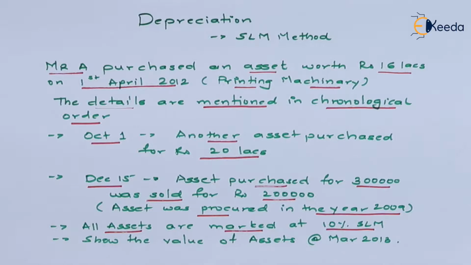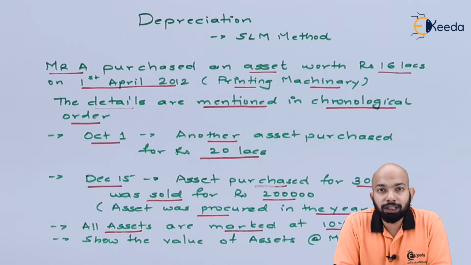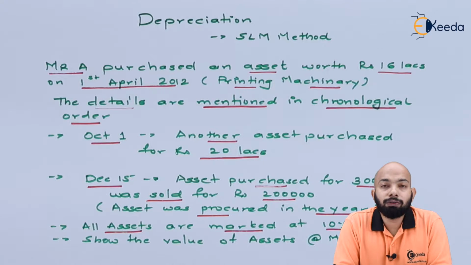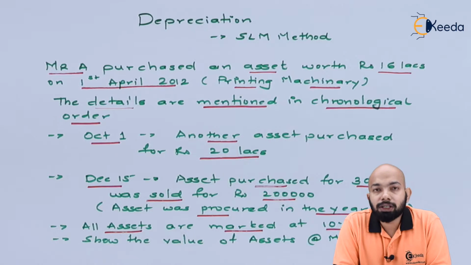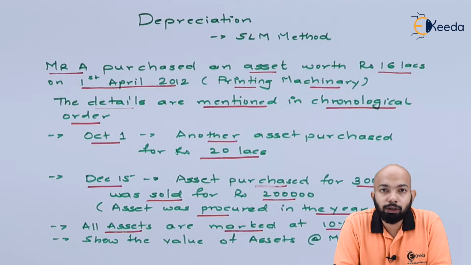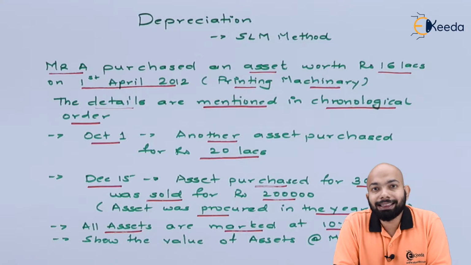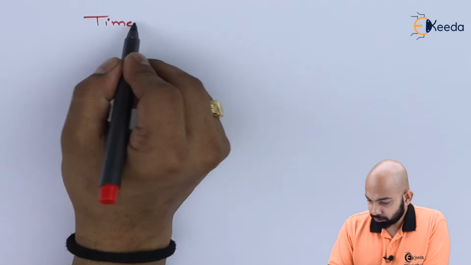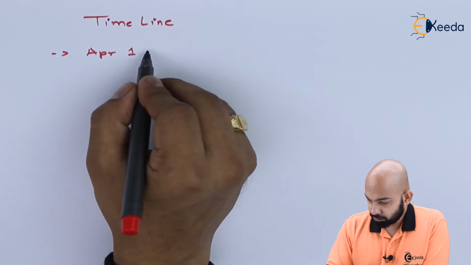Now we have to show the value of assets that we have with us until March 2013. That means for the financial year 2012-13, from April 2012 until March 2013, what is the value of the assets that we have, and how much is the profit or loss that we have to calculate on the sale of the asset that was purchased in the year 2009. So we will prepare a timeline first and then figure out how to solve this problem. Let's go ahead with the timeline.